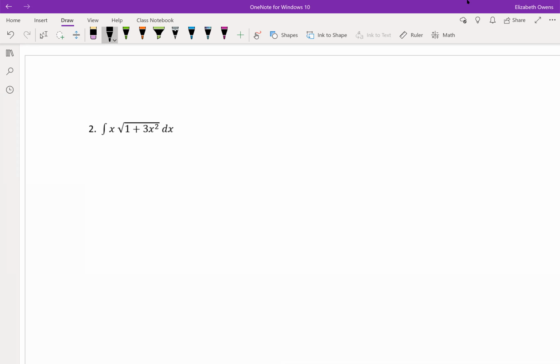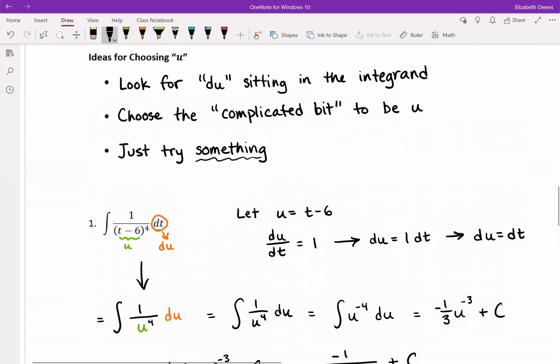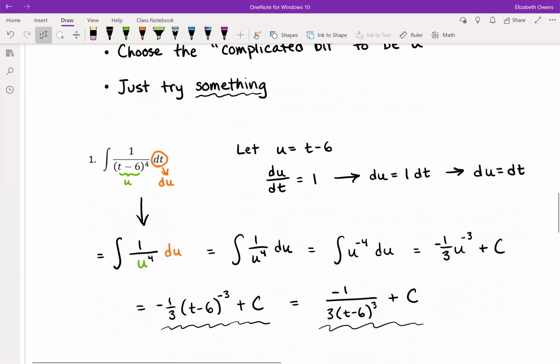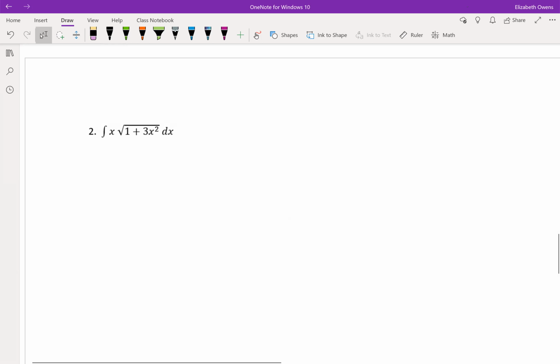And some of our choices here were to look for a derivative du sitting in our integrand, to choose the complicated bit to be u, whatever's complicating this problem, or to just try something. So let's look at what we've got here. If you're thinking in terms of derivatives, perhaps you might notice that we have an x to the second power and an x to the first power. And so that idea of the power lowering by 1, that's something that happens with a derivative. So we might want to choose something involving this 3x squared to be our u.